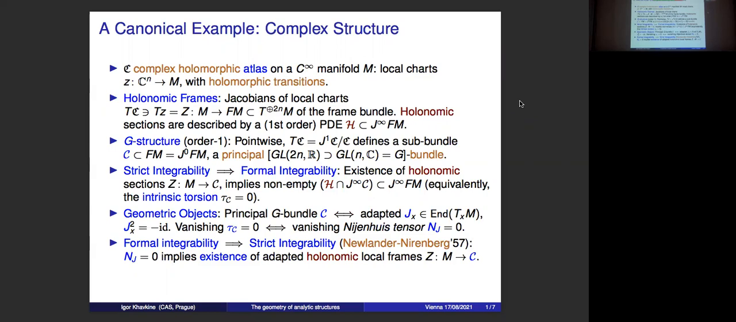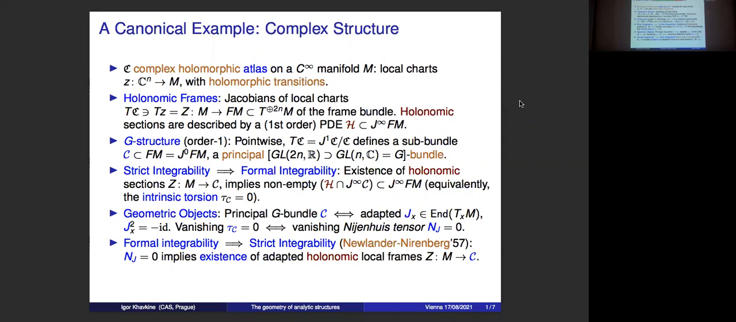The description in terms of this principal G bundle sitting inside the frame bundle can also be equivalently stated in terms of the existence of some geometric objects. For example, the way that this complex structure is embedded inside the frame bundle can be thought of as adapted to a particular endomorphism of the tangent bundle, which plays the role of the complex unit squaring to minus one, and the vanishing of the intrinsic torsion, which corresponds to formal integrability, can be encoded in the vanishing of the so-called Nijenhuis tensor of that complex unit, which is also known as an almost complex structure.